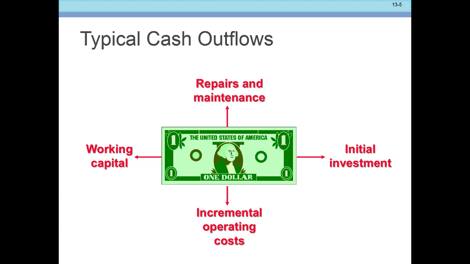Cash outflows obviously include what? The initial investment. How much are we going to spend on this investment at the very beginning? Also, we'll probably have to maintain this piece of equipment, so we'll look at repairs and maintenance. We'll look at incremental operating costs. Maybe because we get this new asset now, we're going to have a little bit more in our operating costs.